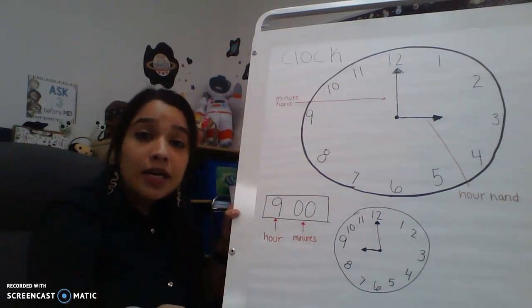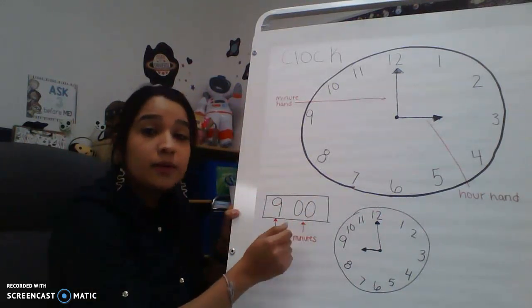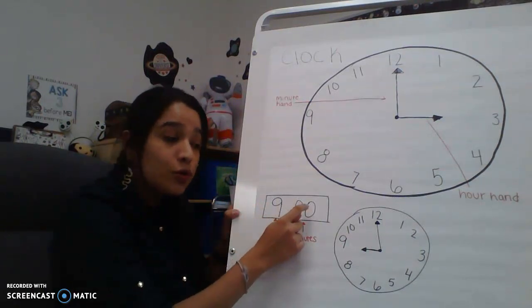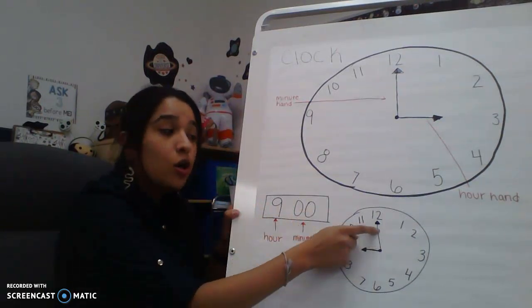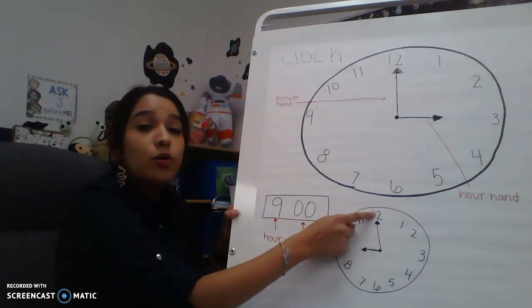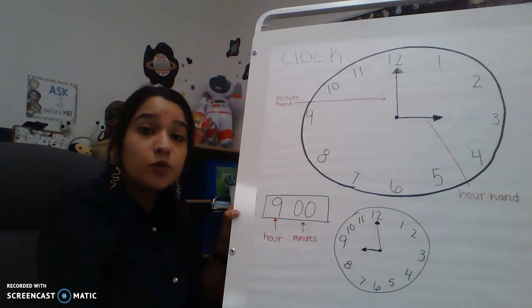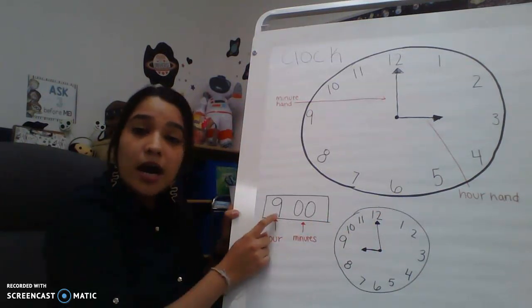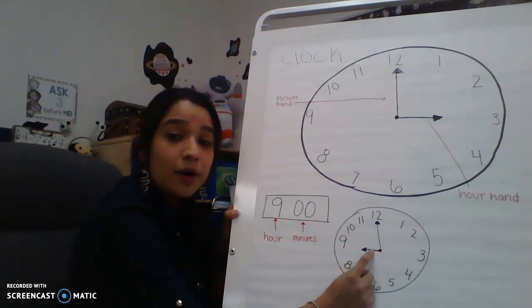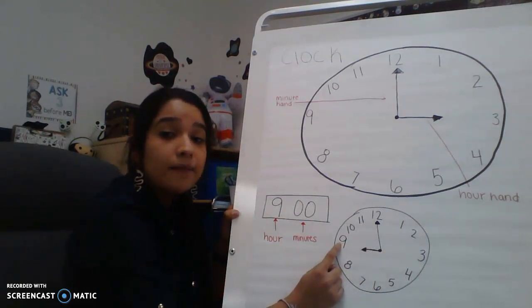Anytime we read or hear o'clock, or we see 2 zeros, our minute hand goes on the 12. Yes, our minute hand goes and points to the number 12. What is our hour? 9. Great job. So our hour hand is going to point to the 9.